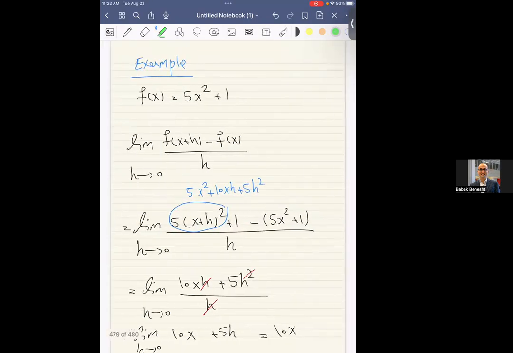Which is the same as here. If you look at this limit, you see the numerator, when h goes to 0, the numerator is just 5x squared plus 1 minus 5x squared plus 1, which is 0. The denominator is also 0. So when h goes to 0, you have 0 over 0. Again, indeterminate limits.